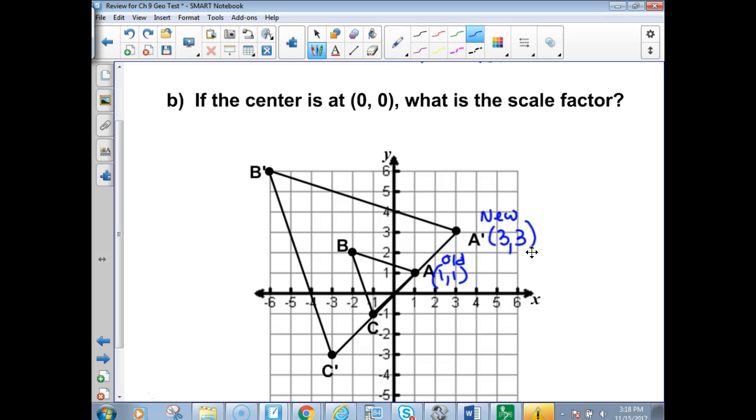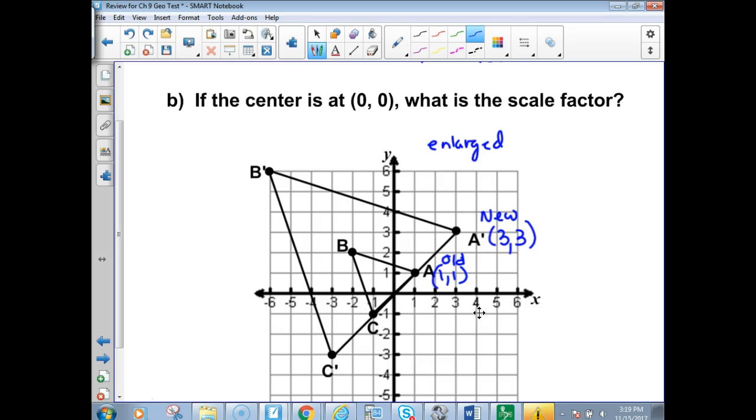Why not 1/3? This was not what has been done to the original figure. Was it reduced or enlarged? Yeah, it was enlarged, right? So pay attention to that on the test. Hint, hint, hint, very important. It doesn't always get enlarged.